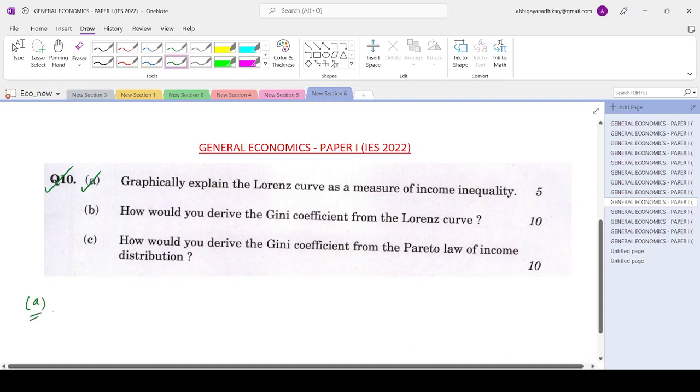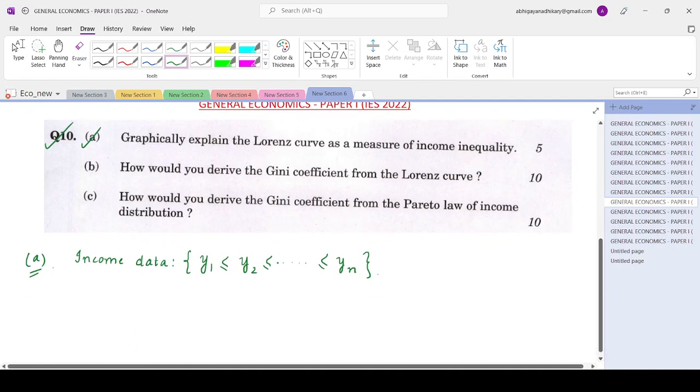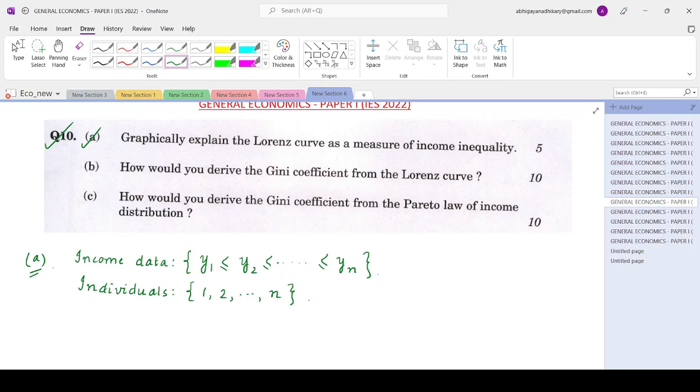Now, suppose we have some data on a society. Let us say we have some income data on a society consisting of n individuals. And without much confusion, let's say they are arranged in ascending order, y1 to yn. Okay, and the individuals are numbered as 1 to n. So obviously the way I have written it down, individual 1 has lower income than individual 2 and so on.